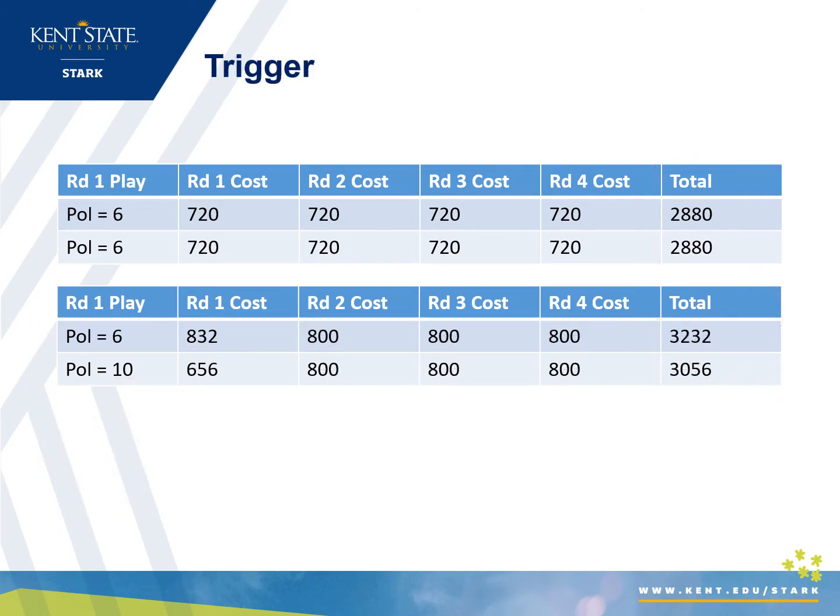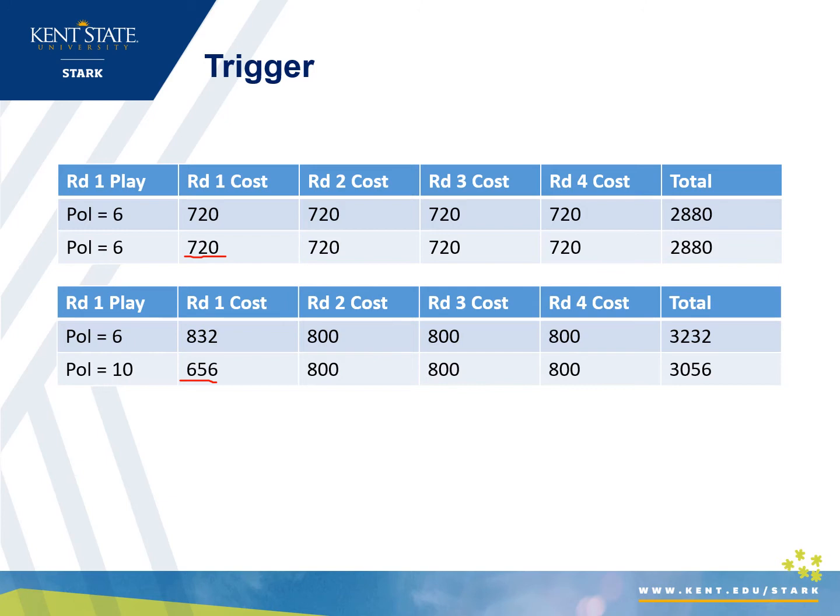Here's an example of a trigger strategy and how it works. In this case, we're comparing what is, again, socially optimal, and I'm just going to look at the case where player 2 is thinking about deviating from that, so that they would have a better first round. They're only going to have to pay 656 in the first round instead of 720. Well, with the trigger strategy, what happens after that point is that the first player says, well, in that case, I'm just going to play mean from here on out. We're just going to play 10 all the way out.